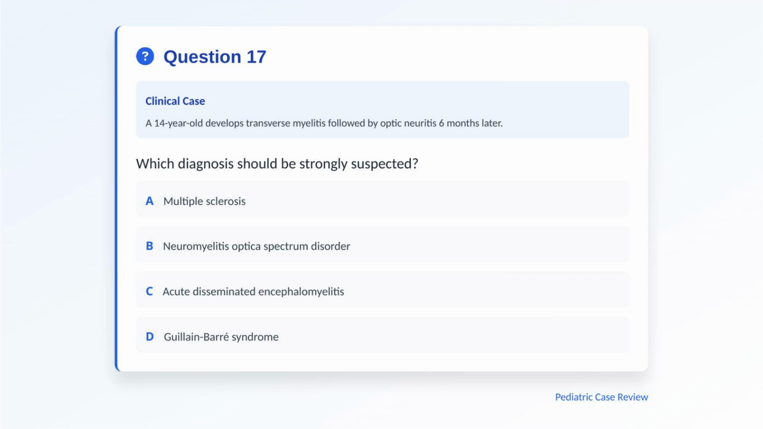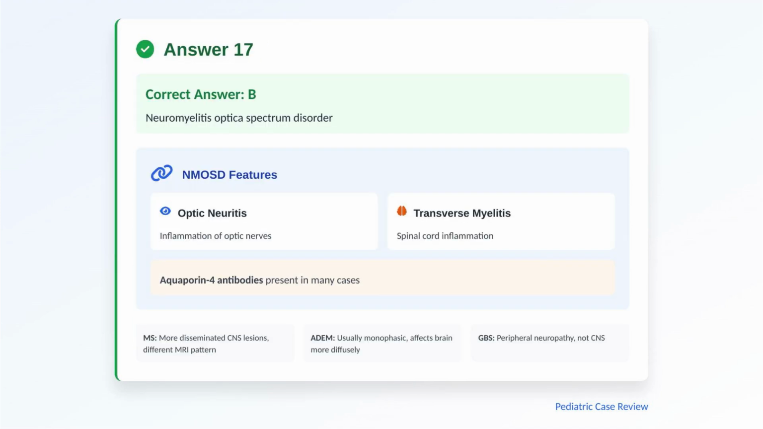Question 17 explores complications and associations. A 14-year-old develops transverse myelitis followed by optic neuritis 6 months later. Which diagnosis should be strongly suspected? A. Multiple sclerosis. B. Neuromyelitis optica spectrum disorder. C. Acute disseminated encephalomyelitis. D. Guillain-Barré syndrome. The correct answer is B.